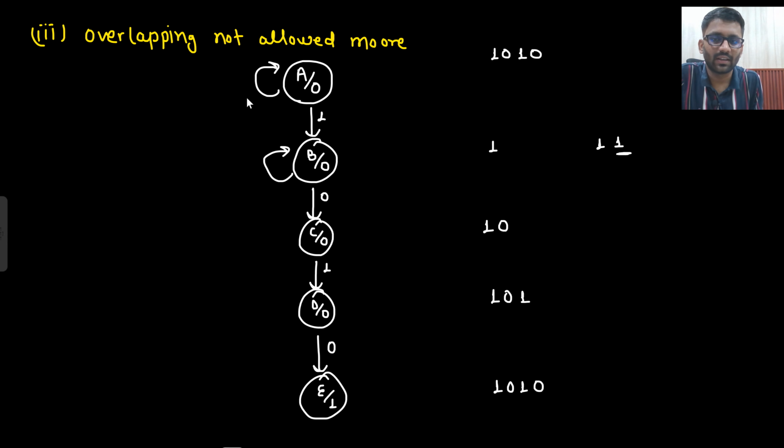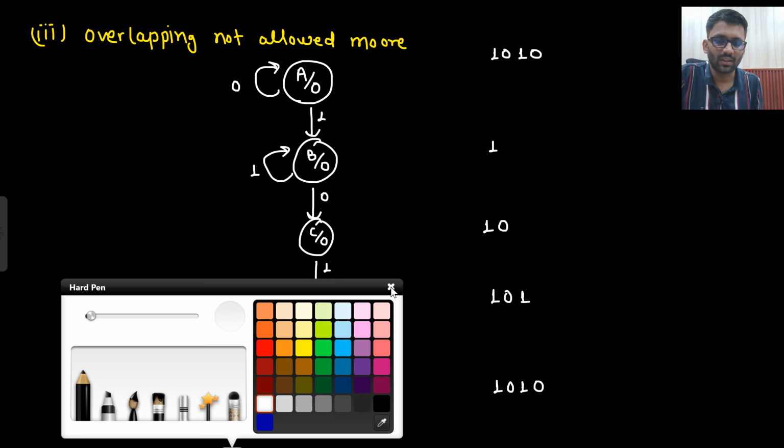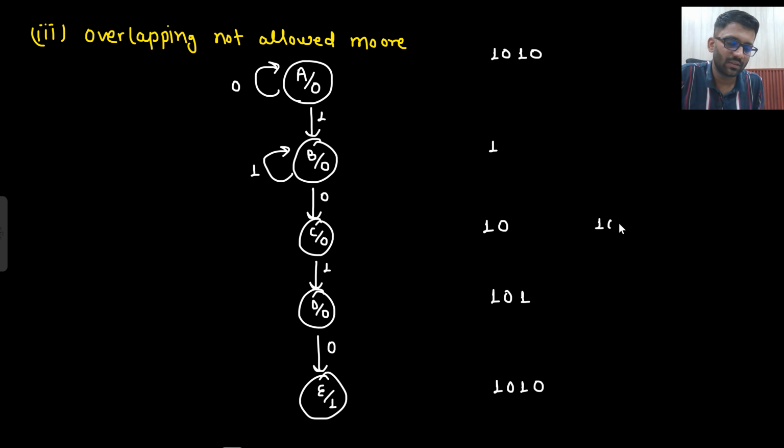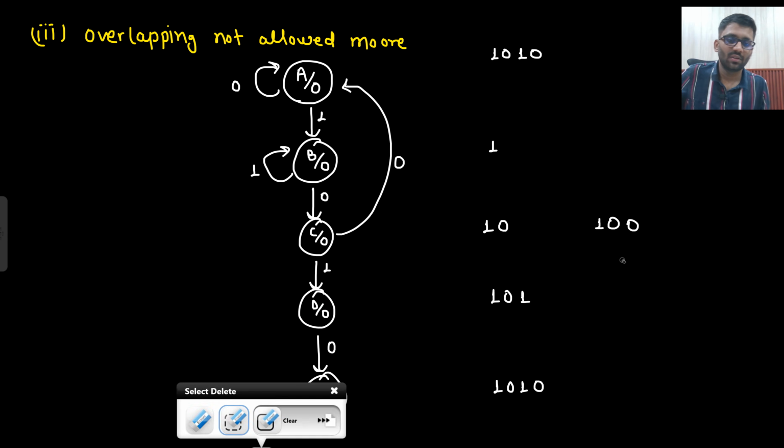And what about this A? If 0 is applied, I will stay here only. But we cannot write output here. If 1 is applied, then I will come back to state B only. Right? What about state C? If 1 is applied, I am going ahead. If 0 is applied, I will look for the best case. Double 0, do you get anywhere? No. Single 0, do you get anywhere? No. Then I will have to go back to A only, for applied input 0.